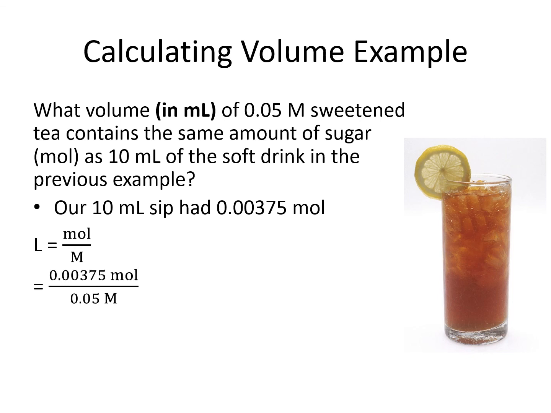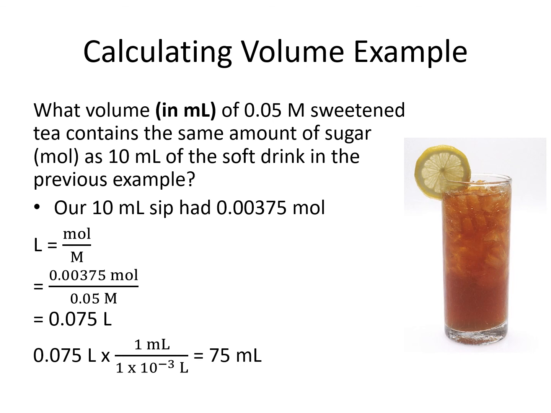We plug in our moles, which is 0.00375. We plug in our molarity, which is 0.05 molar for the sweet tea. That tells us our volume that we're allowed to drink is 0.075 liters. Now the question's asking us what volume in milliliters has that same amount of sugar. We change our liters into milliliters by dividing by 10 to the minus 3, and that gives us 75 milliliters.